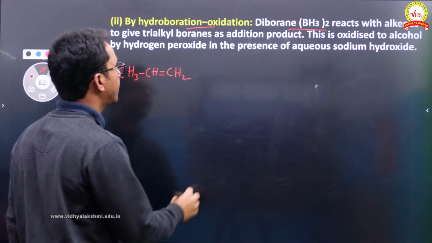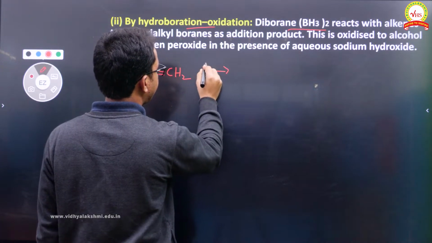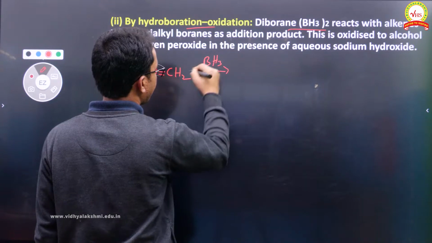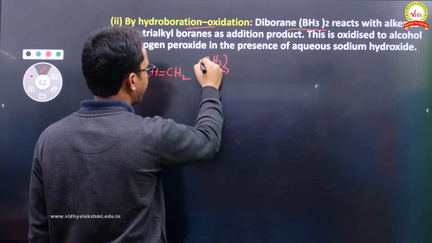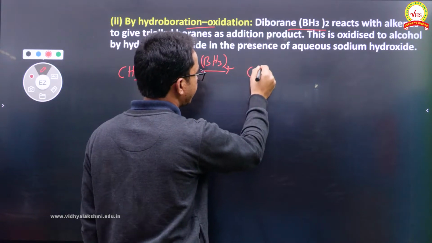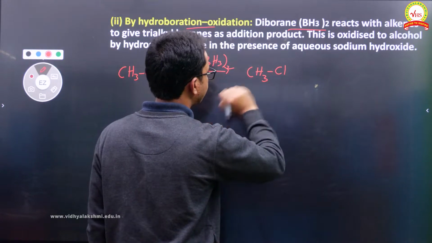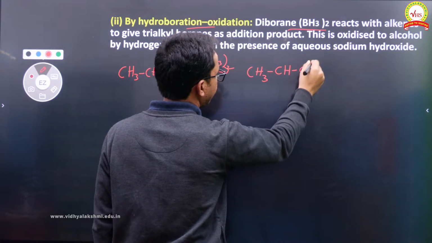What is happening here is that addition of BH3 takes place. It is actually a dimer, and the dimer is nothing but diborane. What happens now in the first step? Addition of BH3 takes place, giving CH3, CH, CH2.